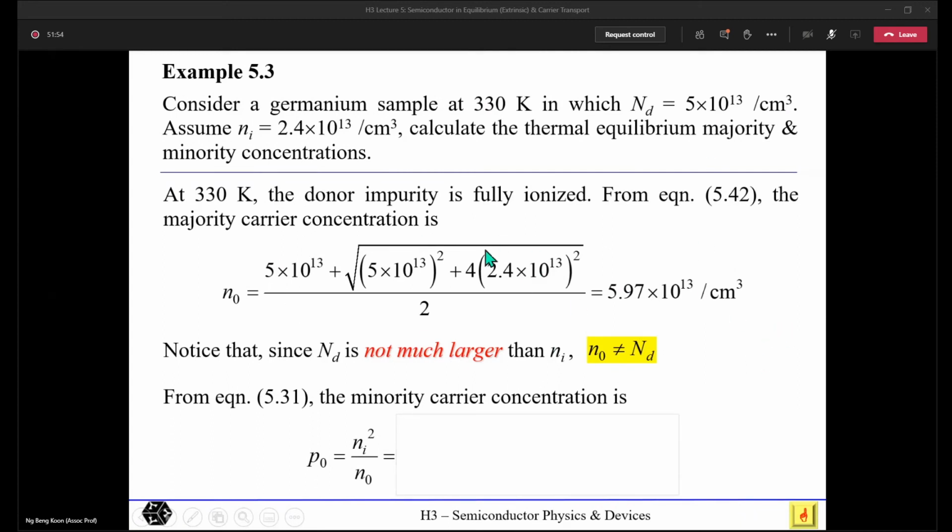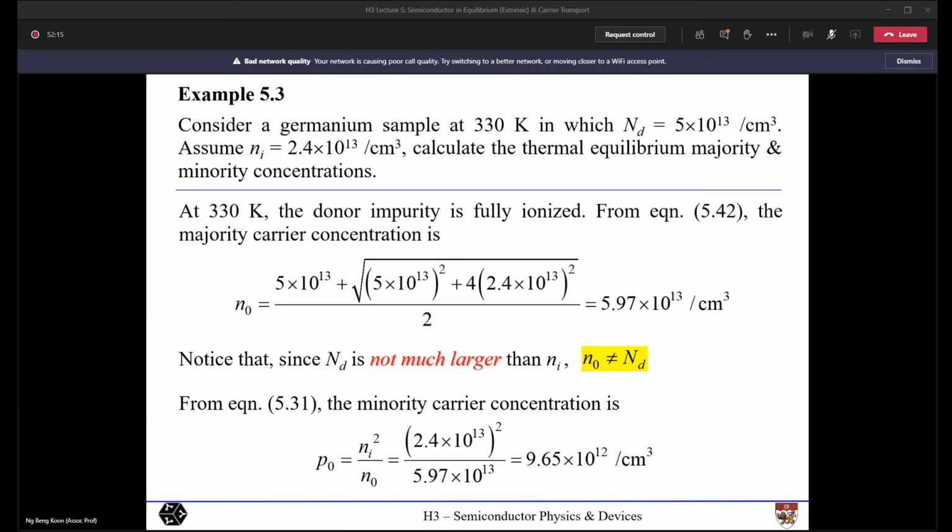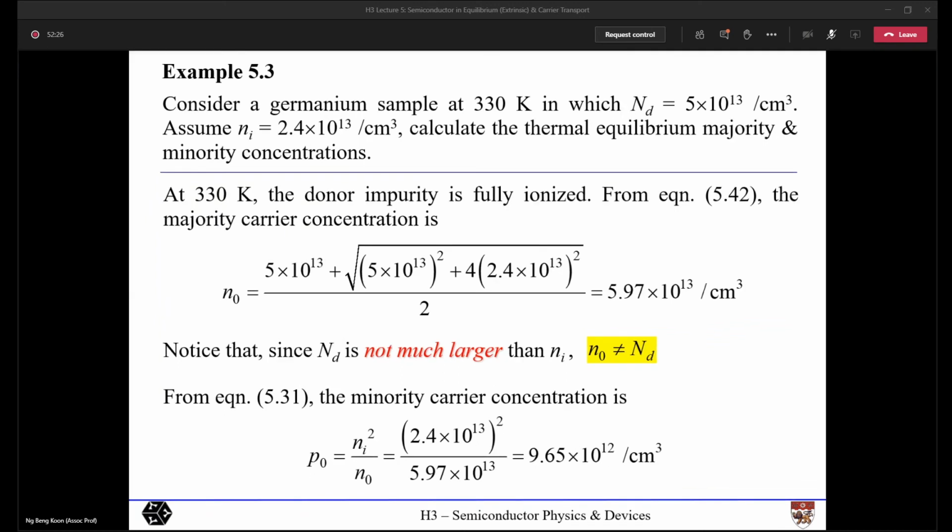And that's why in terms of solution, you have to apply the quadratic solution to find out the actual concentration. Similarly, once you find N naught, you get the minority hole concentration using the mass action law, Ni squared over N naught. If you plug in those values, you get about 9.65 by 10 to the power 12. So this is how we can apply the solution that we have obtained to calculate concentrations of electrons and holes. Fairly straightforward.